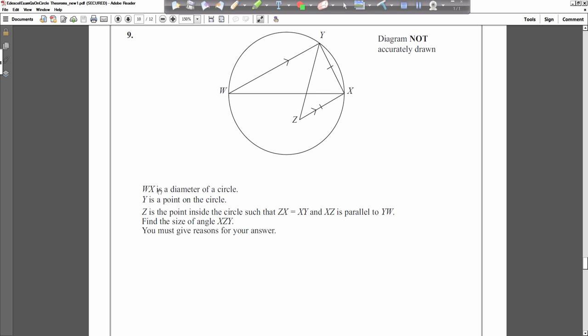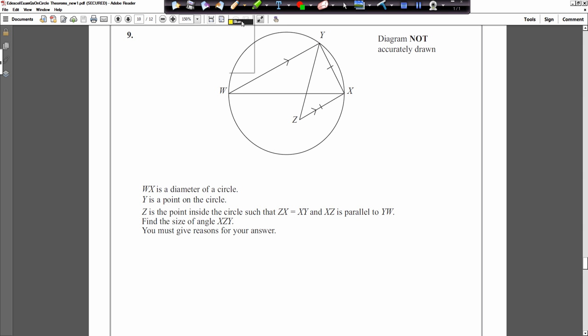Unless they tell you. Because normally they put little dots in there, and with the OBs, then you know it's the diameter. But here, that first line is very important. Do not miss that first line. WX is the diameter of a circle. Y is the point on the circle. Z is the point inside such that, so now you've got an isosceles triangle over there. And these are parallel lines indicated by these arrows over here. Find the size of angle XZY.